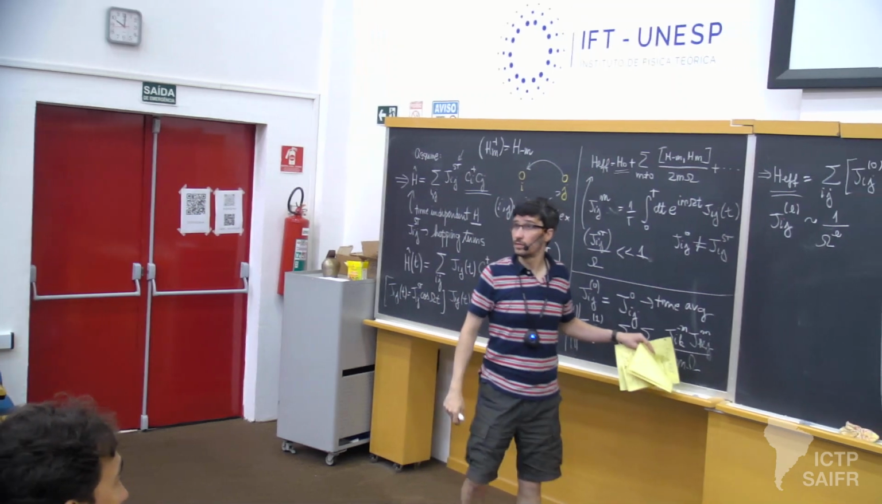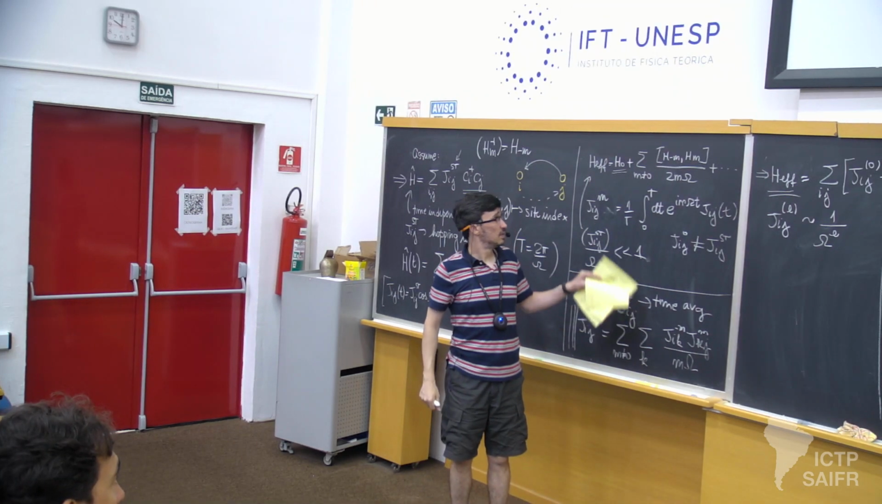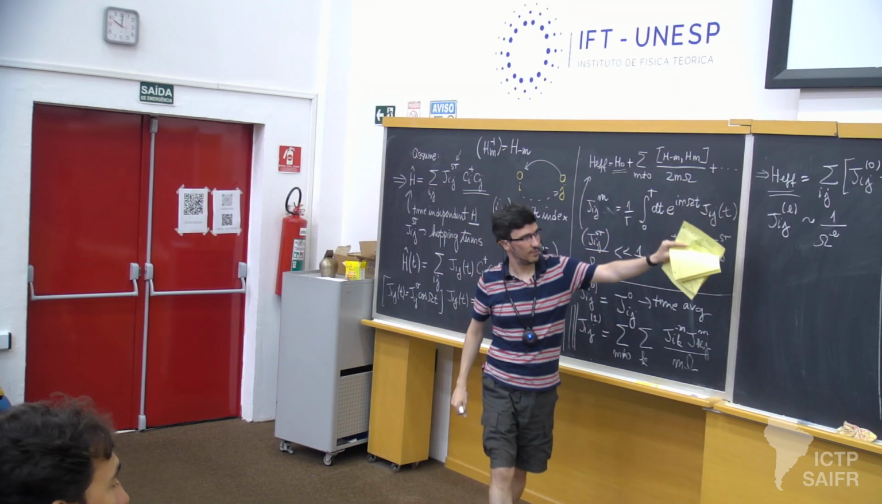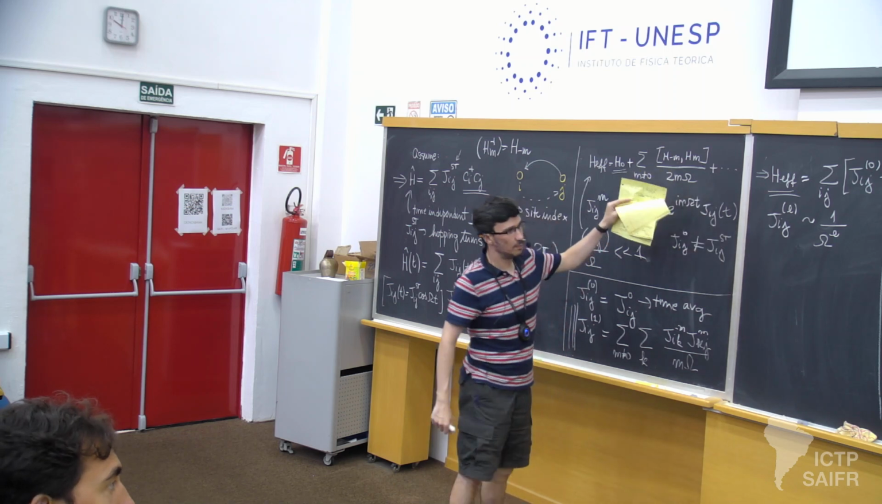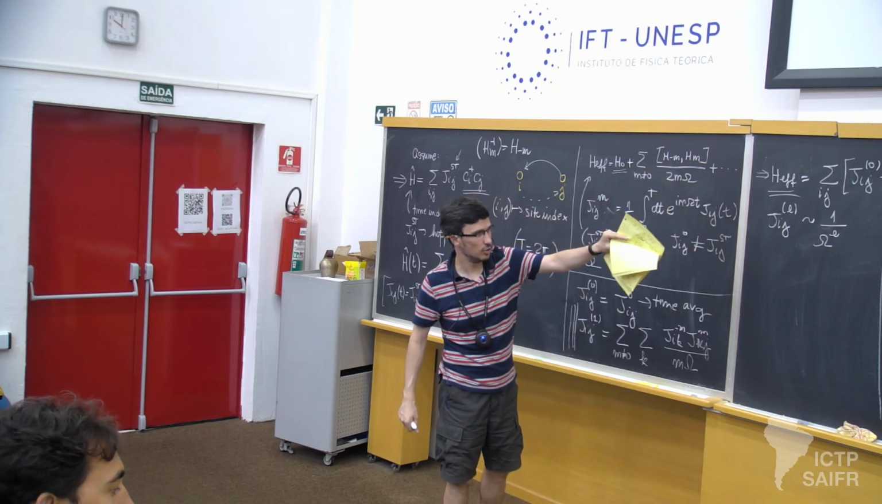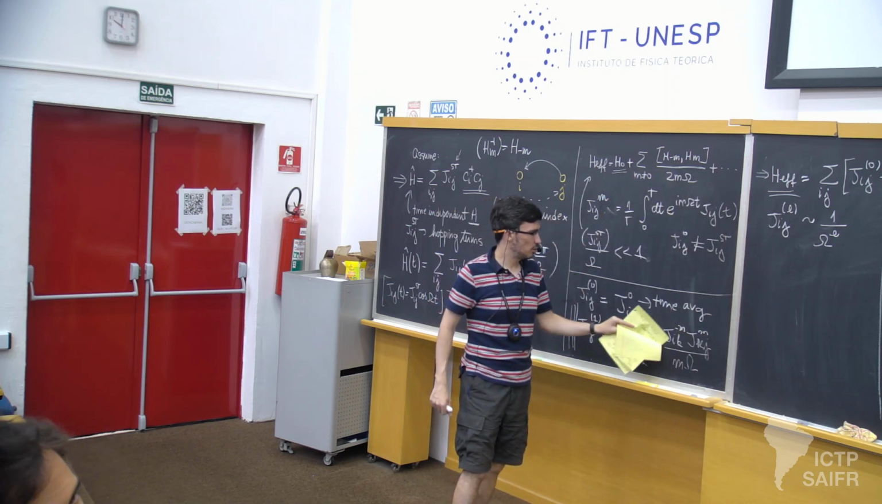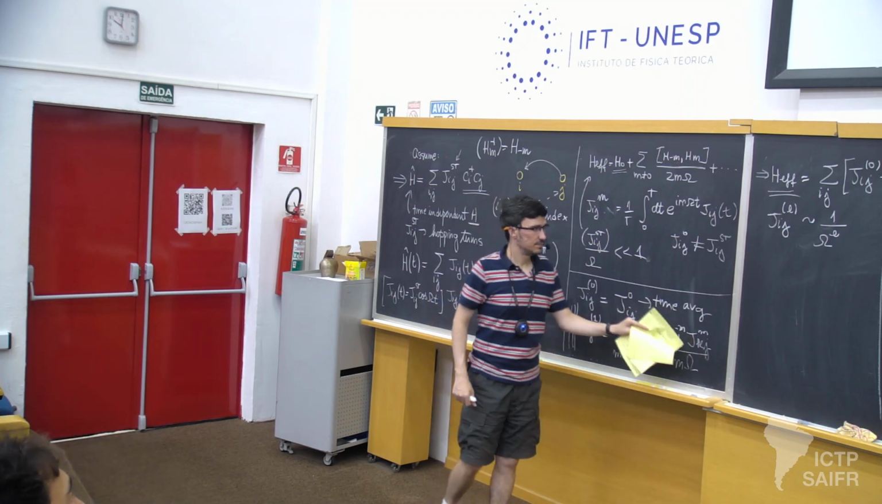Is it clear? Okay. You commute them. You're going to have the fermionic operators to commute. You end up with a new fermionic bilinear with the product of these two couplings. Okay.